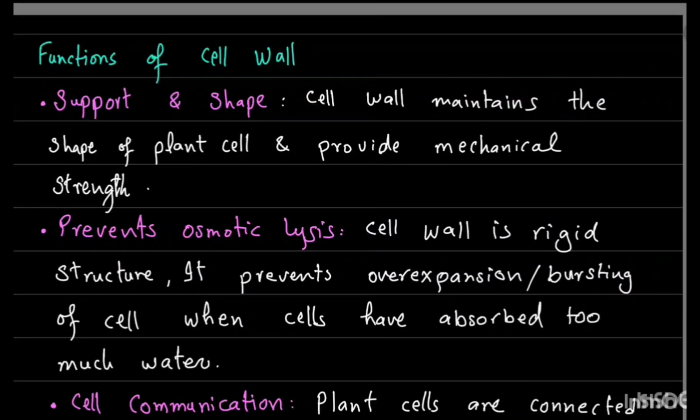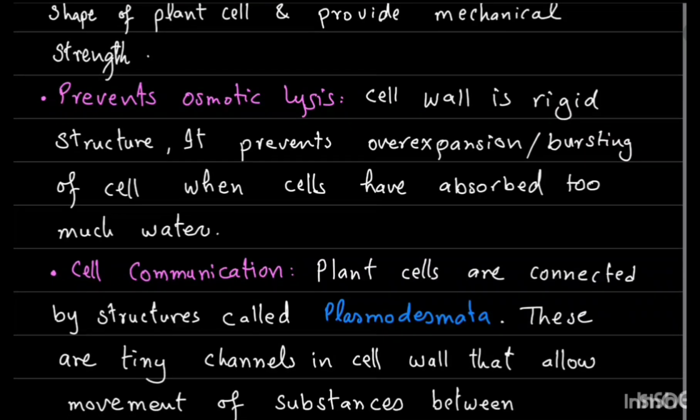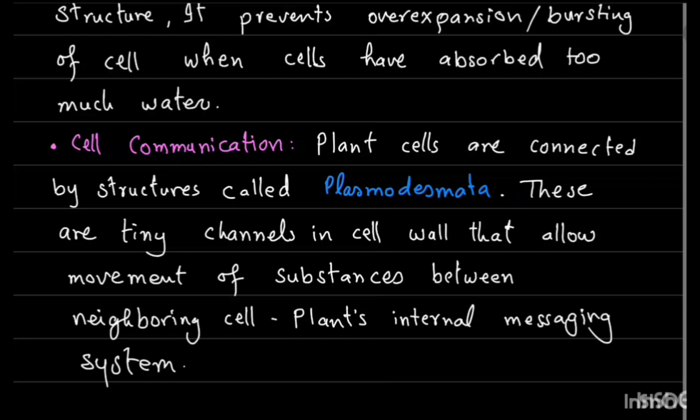What are the different functions of the cell wall? A cell wall maintains the shape of the plant cell. It provides mechanical strength. As the plant cell wall is a rigid structure, it prevents overexpansion or bursting of the cells. We call this protection from osmotic lysis, preventing excess water from being absorbed. It also plays a role in cell-to-cell connections like plasmodesmata. These are tiny channels that are responsible for diffusion between neighboring cells.